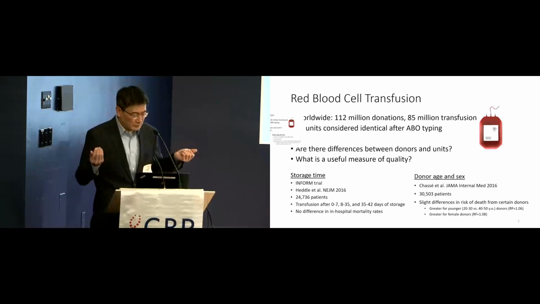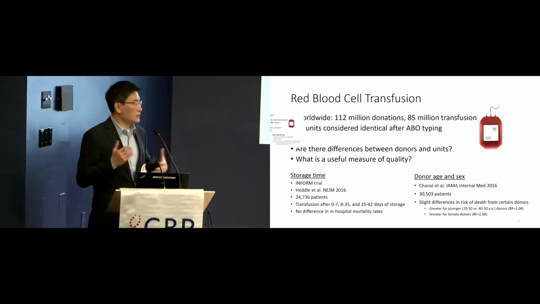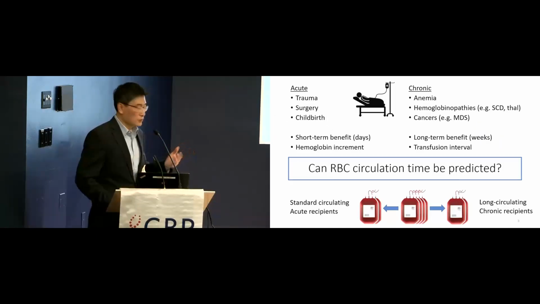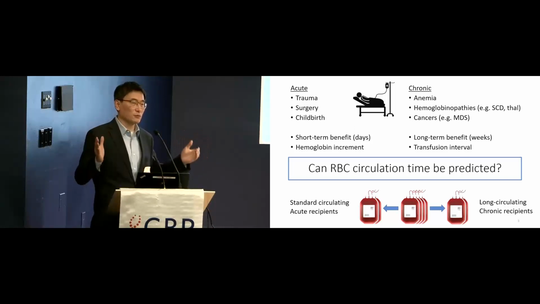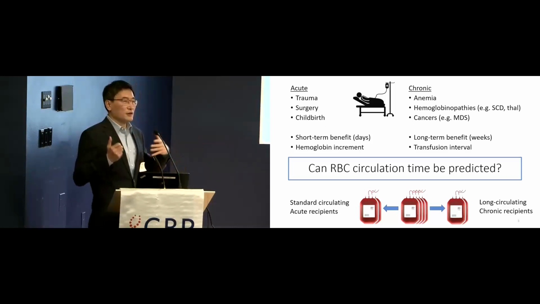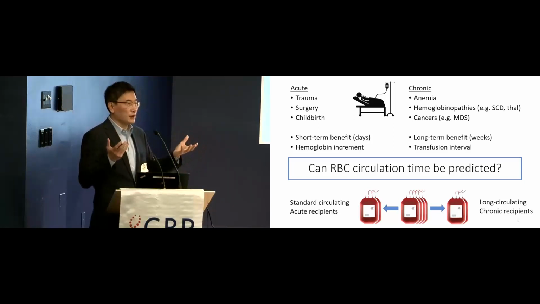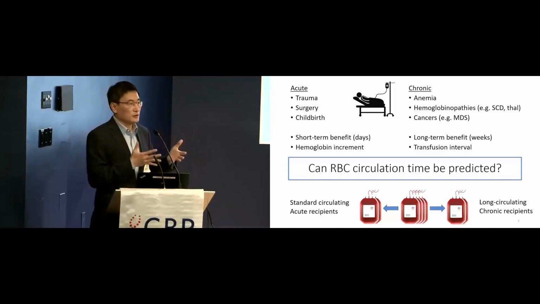But as we delve deeper in this area, I think we need to start thinking about what that blood transfusion is really for. There are two general classes of reasons why you receive a blood transfusion. One is an acute situation: trauma, acute blood loss. Your body is able to produce red blood cells, it's just that you lost a lot of blood, so you need that short-term infusion.